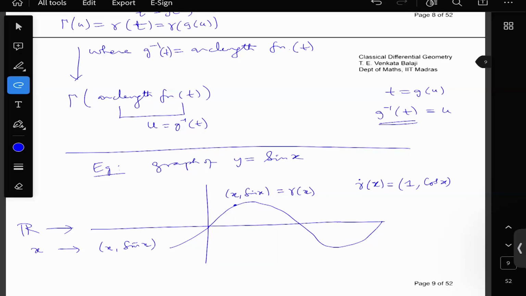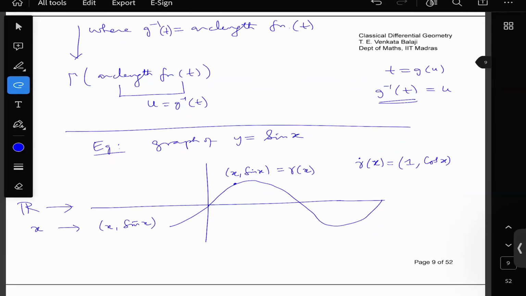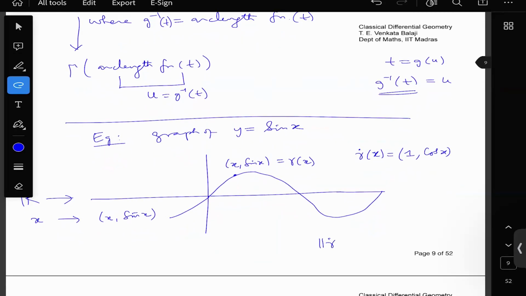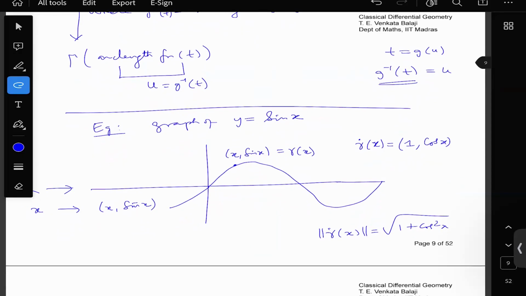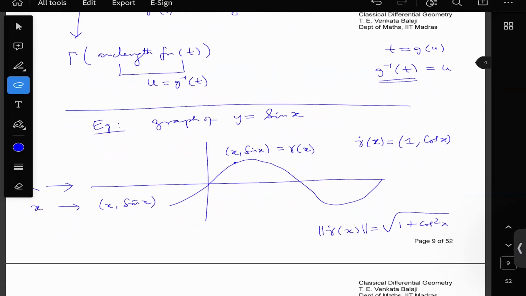What is therefore the speed? The speed, norm gamma dot of x, is going to be root of 1 plus cos squared x. If you think of x as time, you can write this as norm gamma dot of t is equal to root of 1 plus cos squared t. So how will I do the reparametrization? This is my original parameterization. To do the reparametrization, I have to calculate the arc length and I have to invert it.